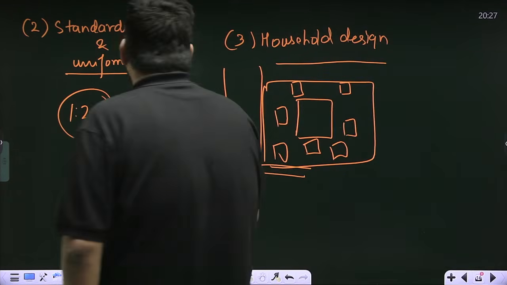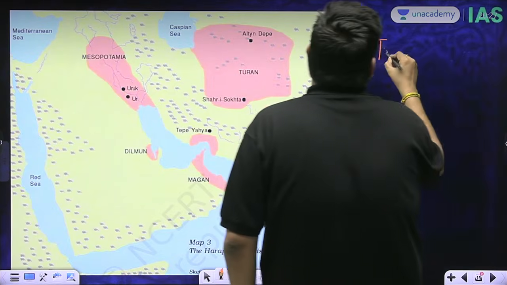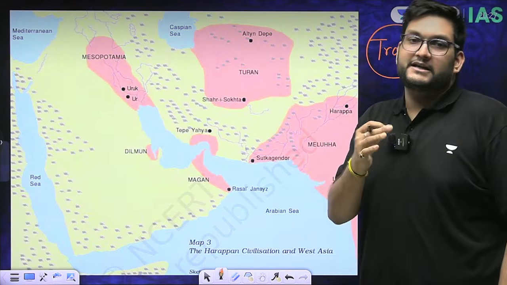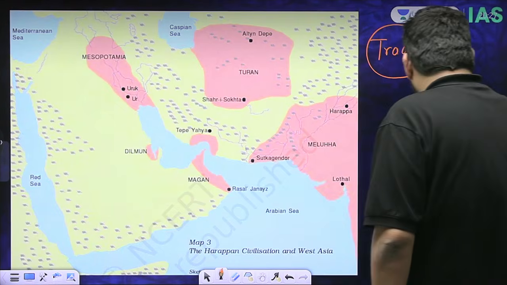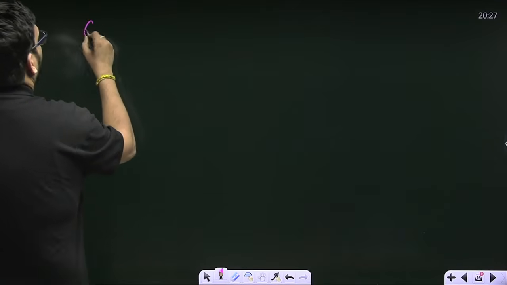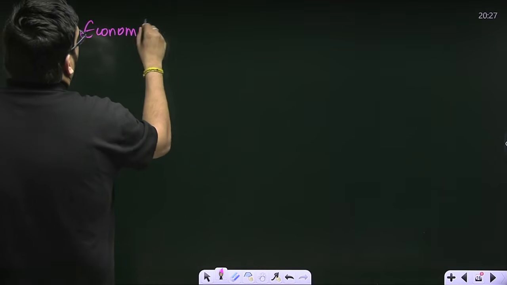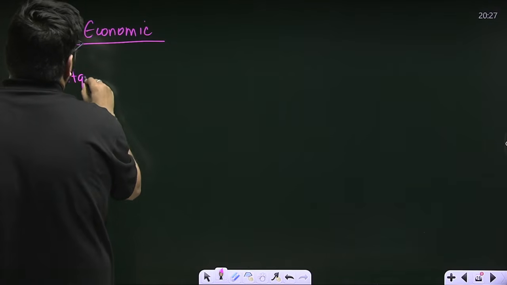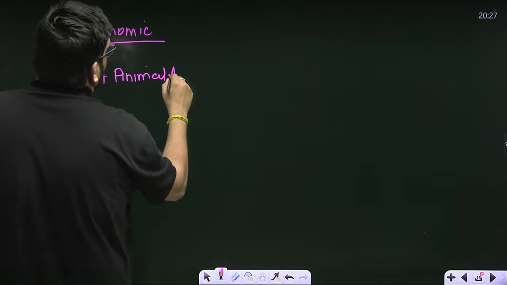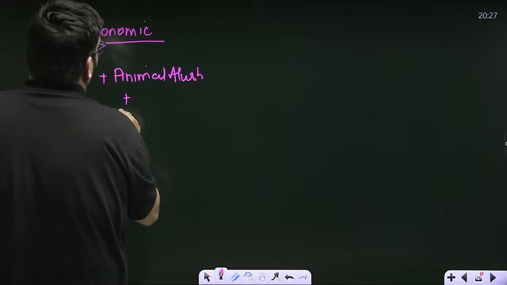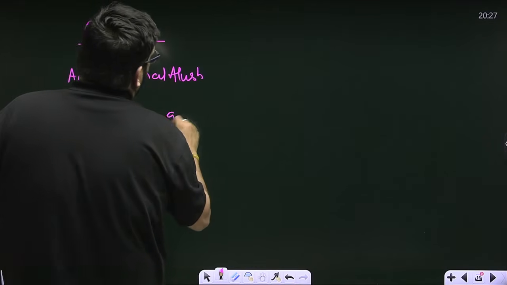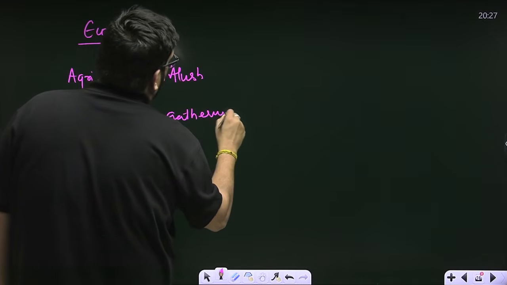Now, when we move to the next topic, which is called trade. Within the Indus Valley Civilization, let's first establish what their main economic activity is. When we talk about economic activity, agriculture plus animal husbandry plus we also have hunting and gathering. We have enough evidence of that. We don't have any evidence of warfare per se.